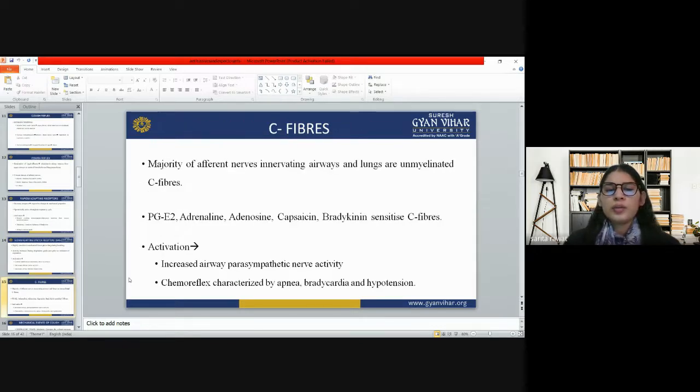Now, when we talk about the C fibers, what are C fibers? The majority of afferent nerves innervating the airway and lungs are unmyelinated C fibers. PGE2, adenosine, and bradykinin sensitize C fibers, and they are activated by increased airway parasympathetic nerve activity and the chemoreflex characterized by apnea, bradycardia, and hypotension. So this is all about your C fibers.